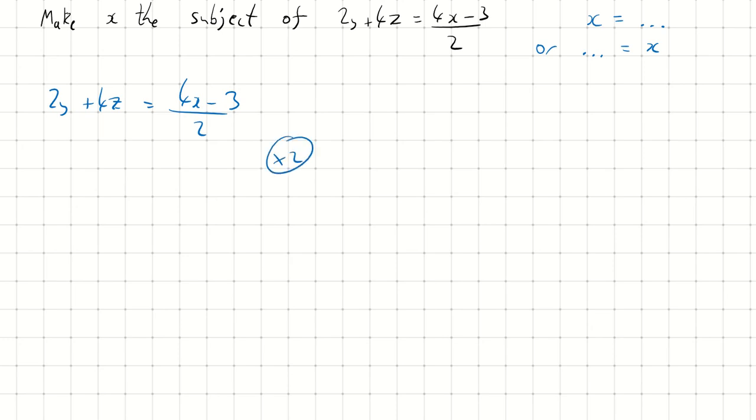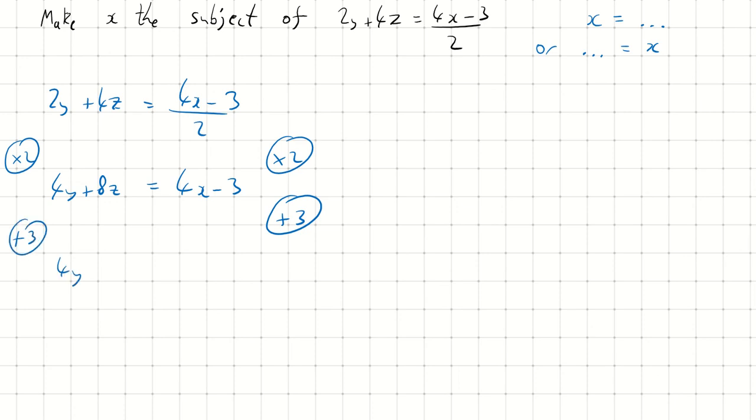We're going to start by multiplying both sides by 2. The left-hand side, if we double it, we get 4y plus 8z. And on the right-hand side, the divide by 2 disappears. So now the right-hand side is 4x minus 3. So we need to add 3 to both sides to get rid of the minus 3. So now we get 4y plus 8z plus 3 equals 4x. Then finally, to get rid of that 4, it's a multiply by 4, so we need to divide both sides by 4.